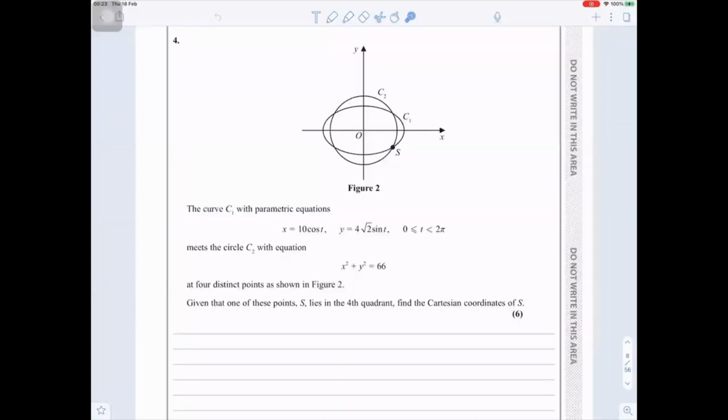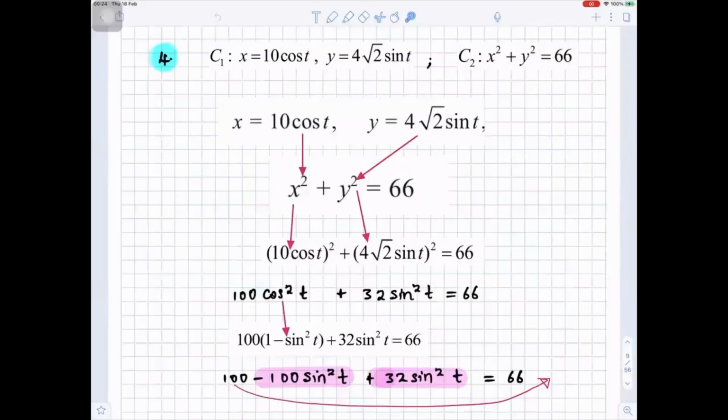Question 4. The curve C1 with parametric equation x equals 10 cos t, y equals 4 root 2 sine t, meets the circle C2 with equation x squared plus y squared equals 66. Given that one of these points S lies in the fourth quadrant, find the Cartesian coordinate of S. So for question 4, we have C1, the first circle, given in parametric, and then the second circle is given in Cartesian. So now we want to solve it.